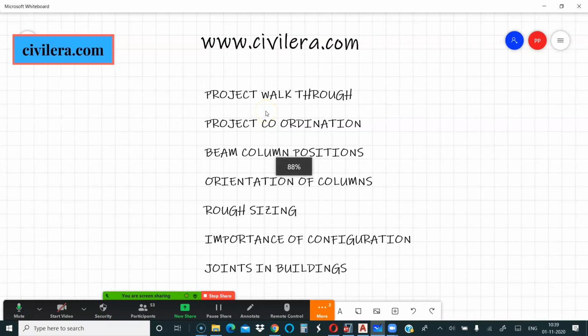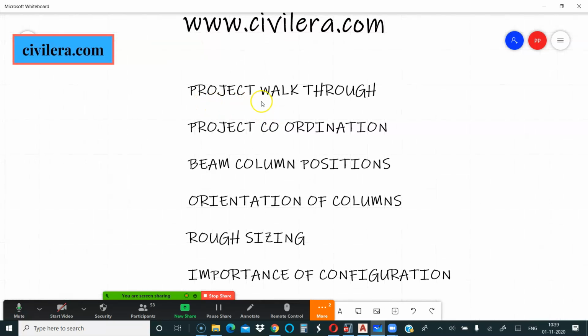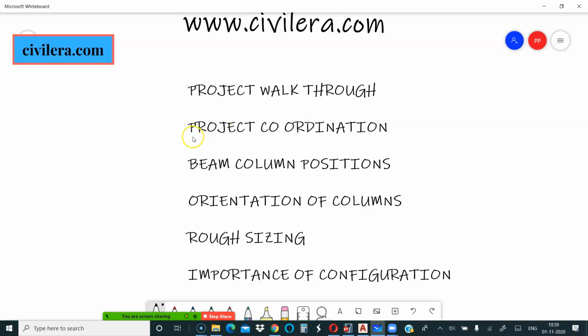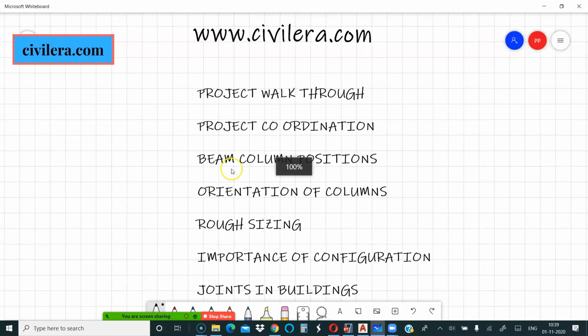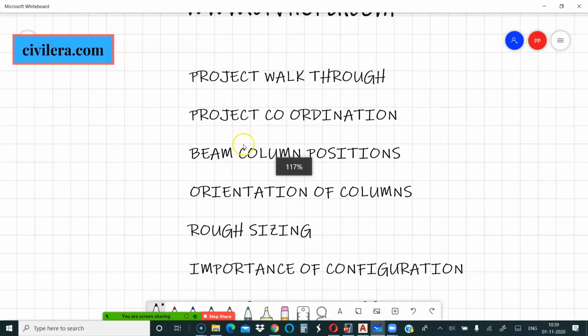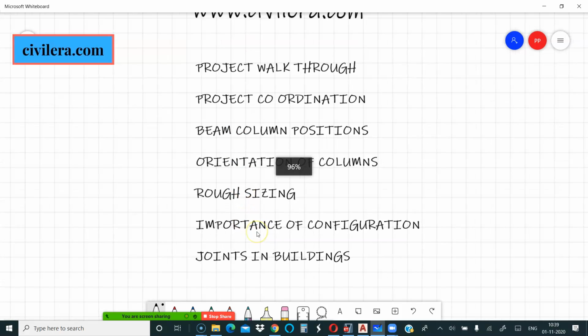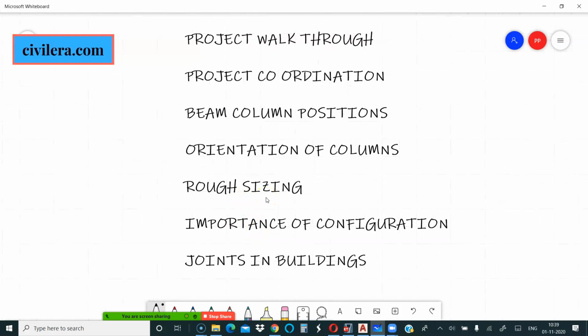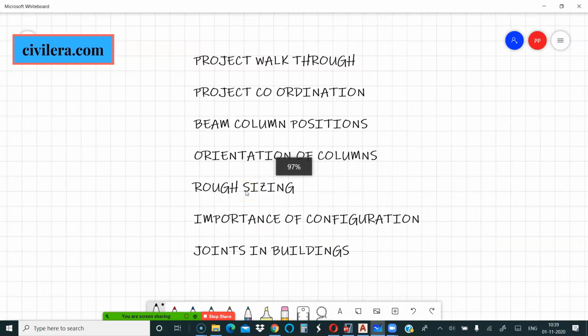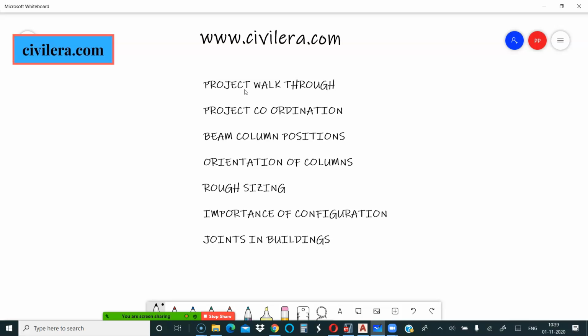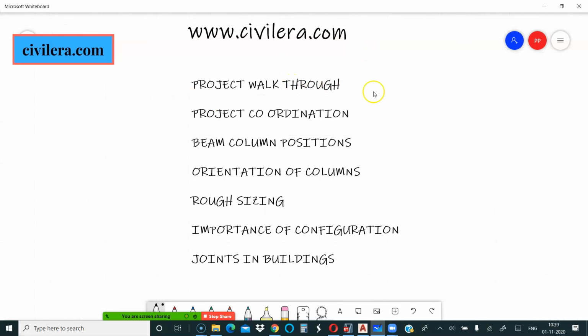So this is what I plan to do today. I will take you through one of the projects, and I will tell you some steps on project coordination, how a project shapes up, and some tips on beam column positions, orientation of columns, preliminary sizing of members, importance of structural configuration, and having joints in buildings to suit this configuration. These are the main points that we will try to cover. I want to keep this a short session, maybe 1 hour 15 minutes. So we will quickly walk through the project.